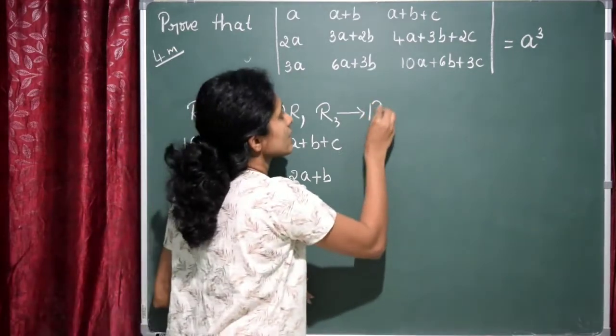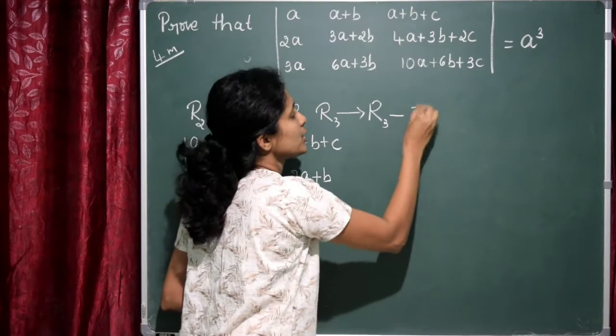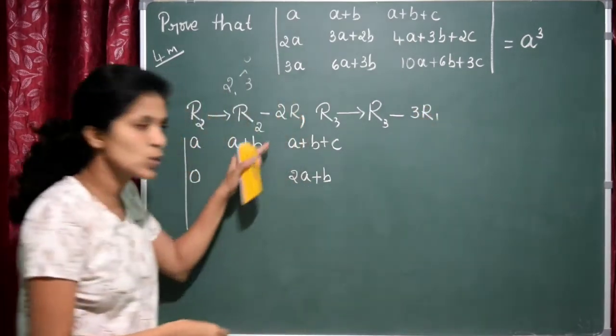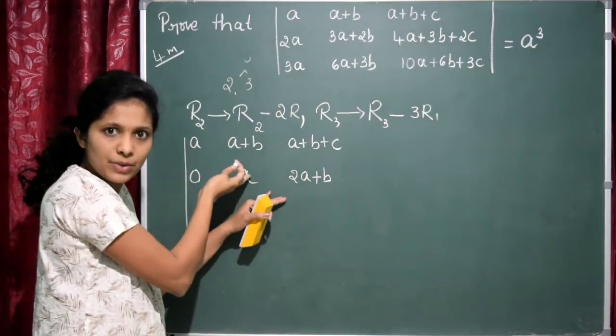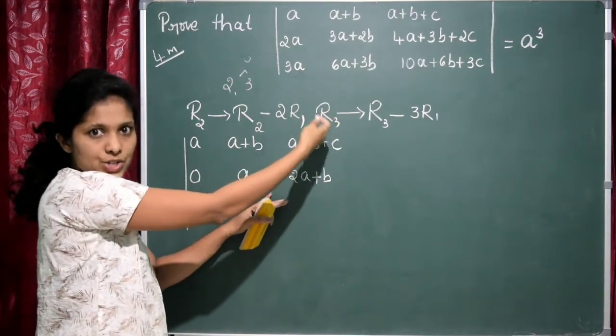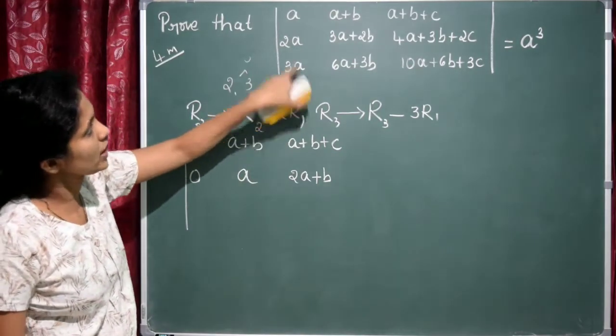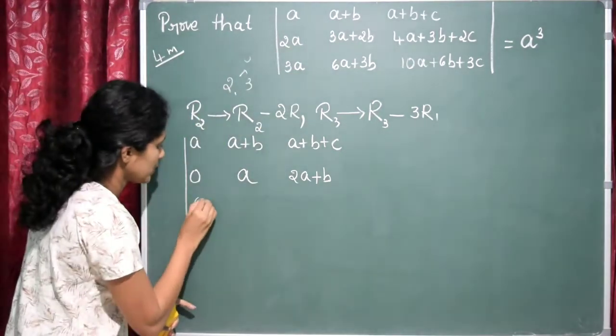So R3 changes to R3 minus, here I need 3, right? Minus 3 into R1. So these two rows will be same, right? Now we are changing only R3 so that you can give the operation simultaneously, this and this one. I will change this one. 3A minus 3A will be equal to 0.